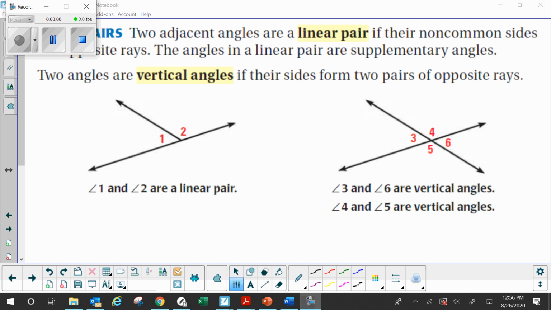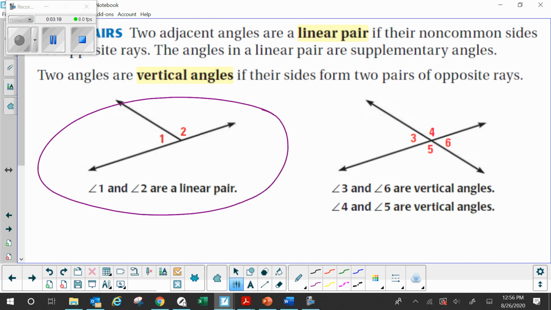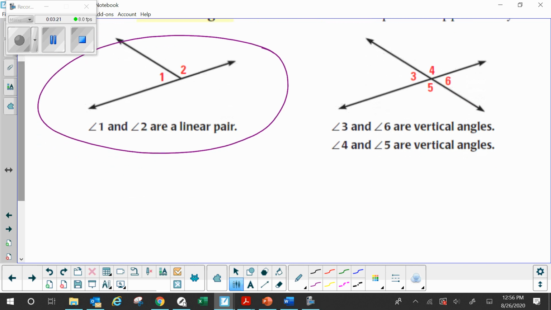So next we're going to talk about linear pairs and vertical angles. Linear pairs add to 180. They are supplementary. Vertical angles are congruent. So down here, this is a linear pair. So what that means is the measure of angle 1 plus the measure of angle 2 equals 180.